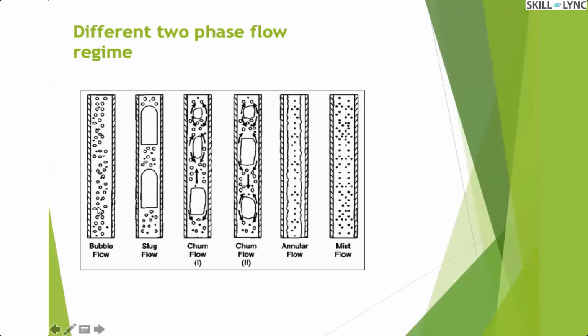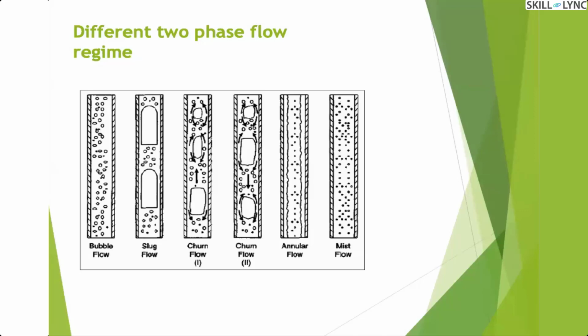If you look at them, the first is the bubble flow, the second one is the slug flow. Here it is the churn flow, and in churn flow there are two different types, and then your annular flow and mist flow. So what are the differences here? As I said, in the case of gas, your density is going to change because of the pressure drop. But in the case of two-phase, you still have a complication.